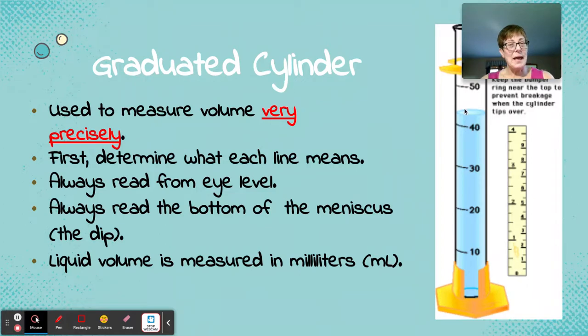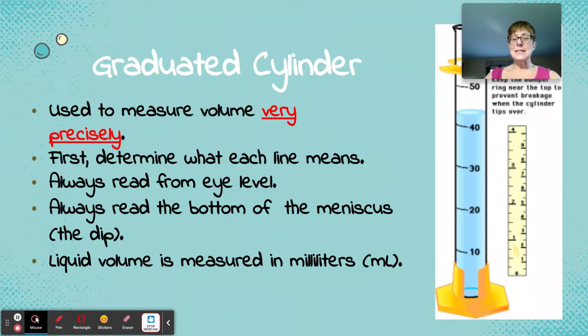We have to figure that out, and I'll teach you a way to do that. You always bend down. You keep it on a flat surface, and you bend down so that you're eye level. Okay, and you read the bottom of a meniscus. Most students have heard that word.